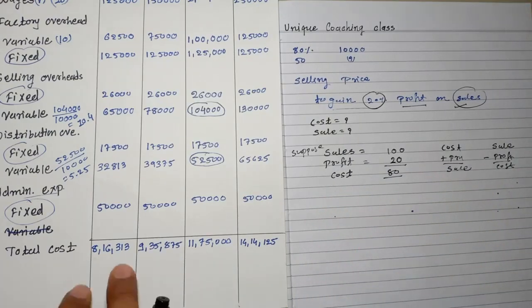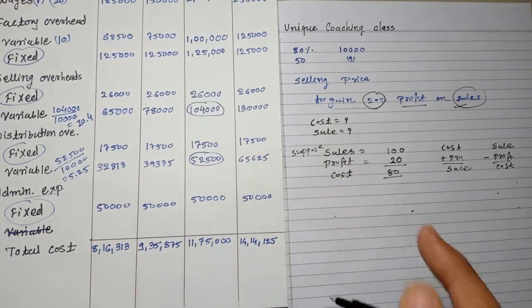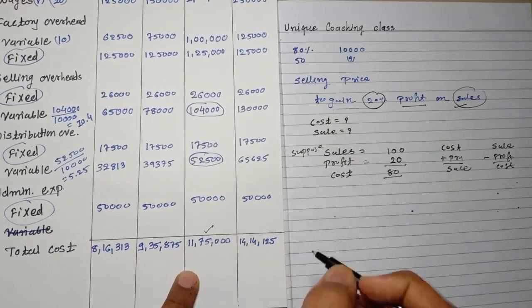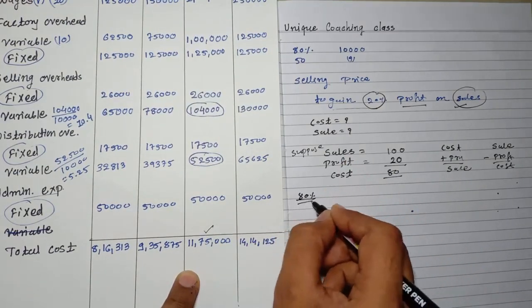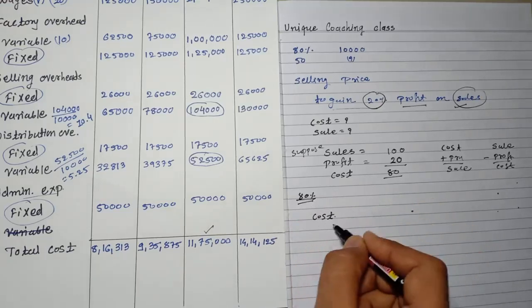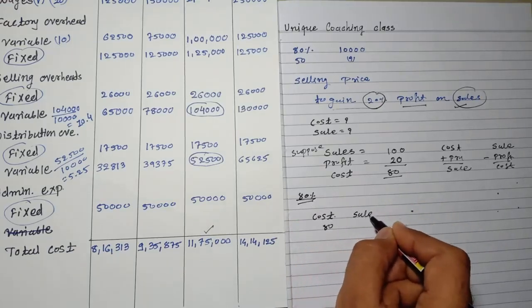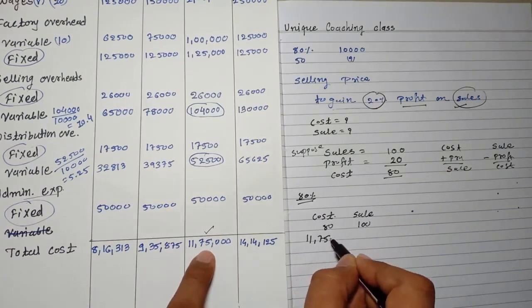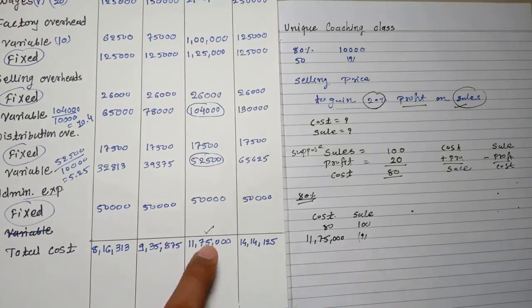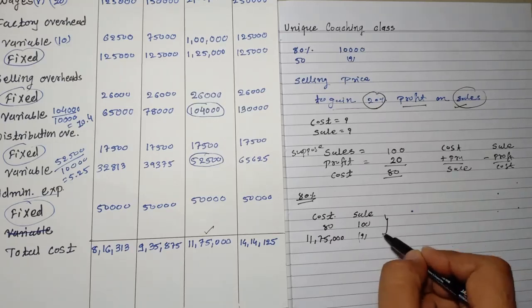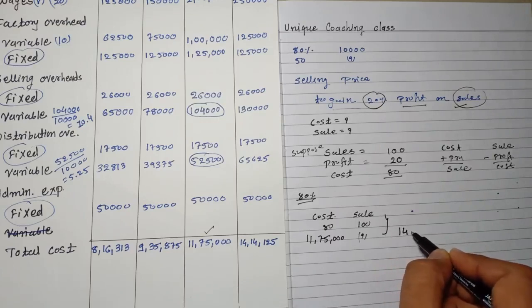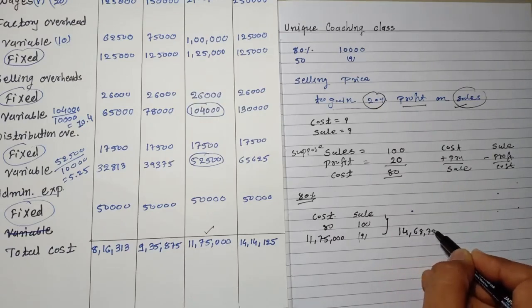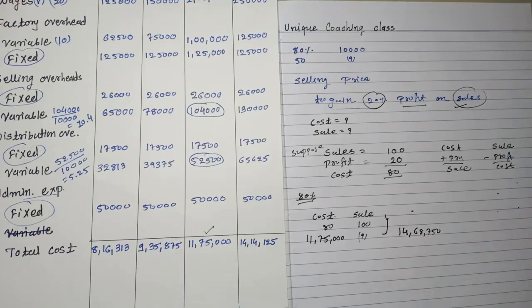Okay, now we have a cost of every level, so we can find out sell. Let's first calculate this 80%. Simple step. If cost is 80, then sell is 100. If cost is 80, then sell is 100. Our actual cost for 80% is 11,75,000. Then what will be sell? So it will be 14,68,750. Okay, we get the sale.